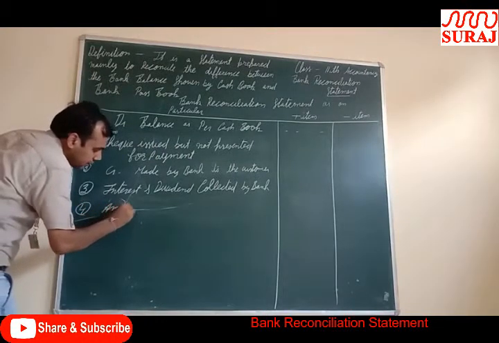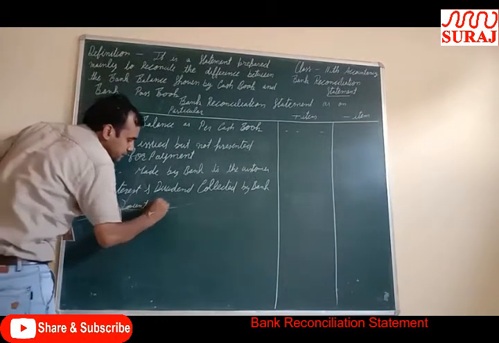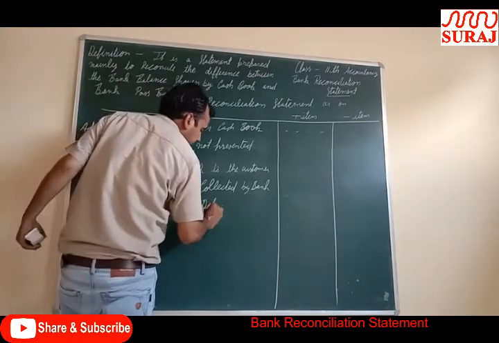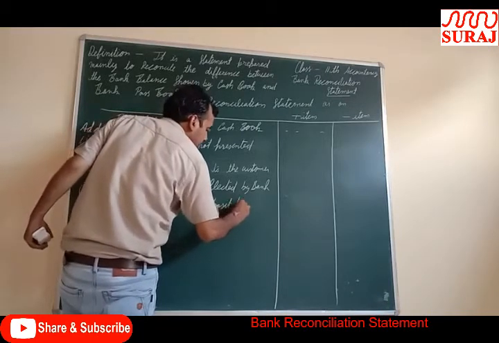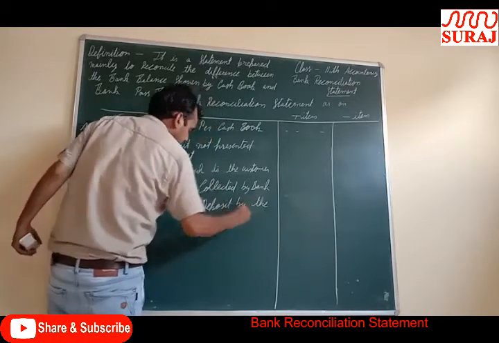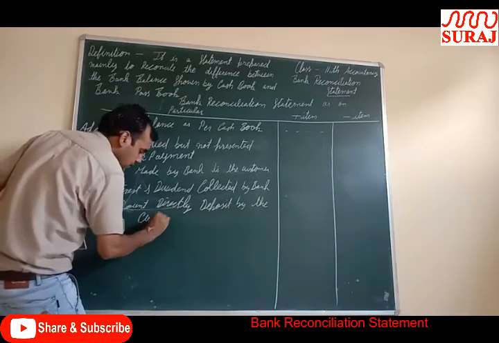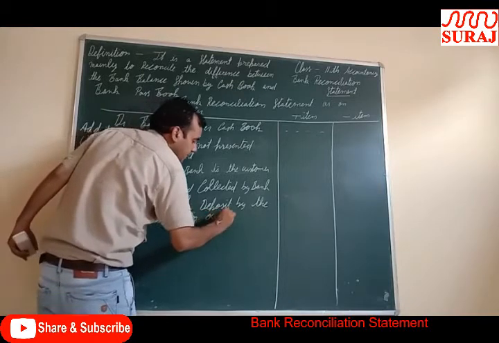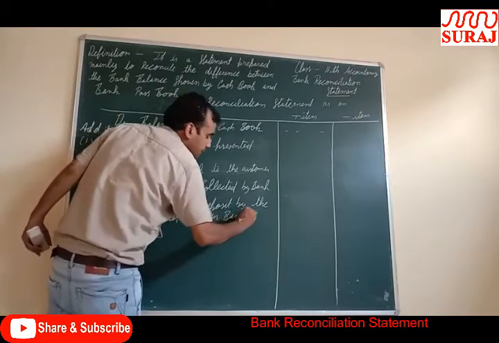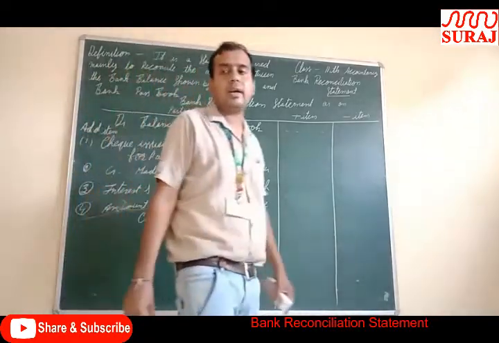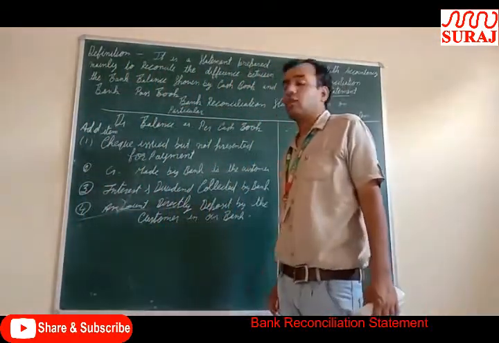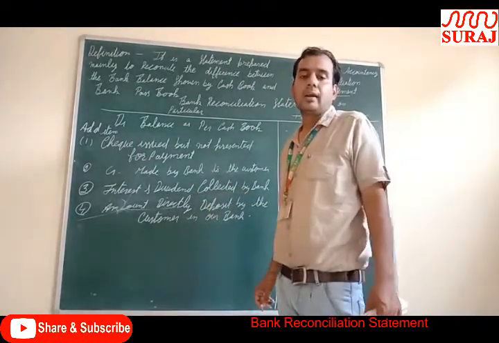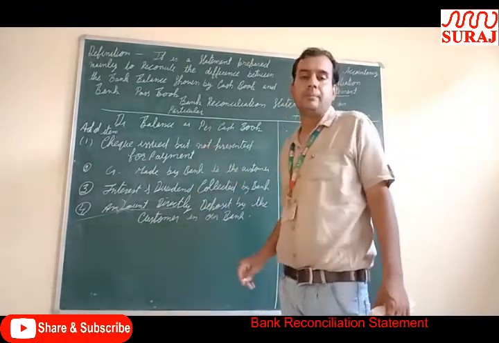Amount directly deposited by the customer in our bank. If any customer deposits in our bank account, that will increase our passbook but no change in the cash book. Now you will also increase the cash book. That will be the plus item.